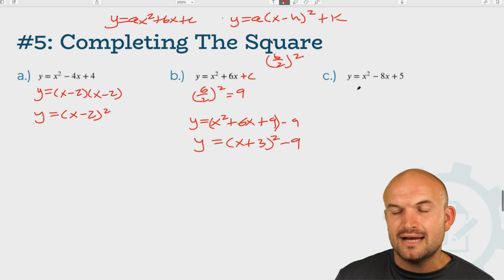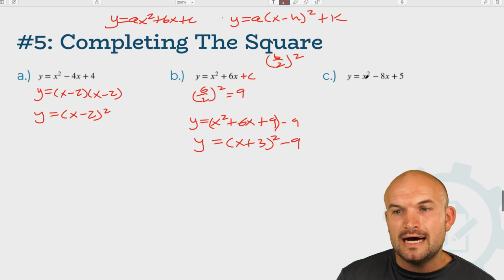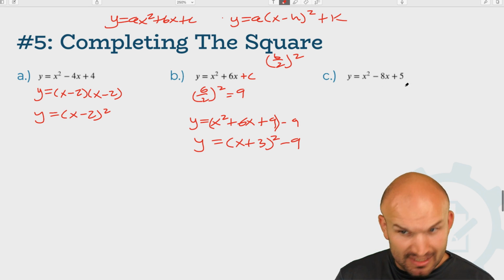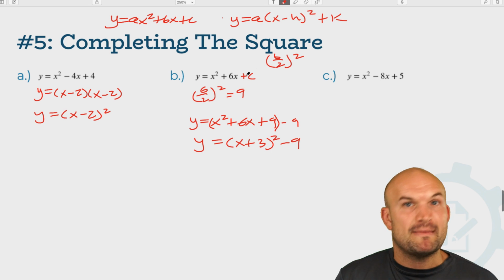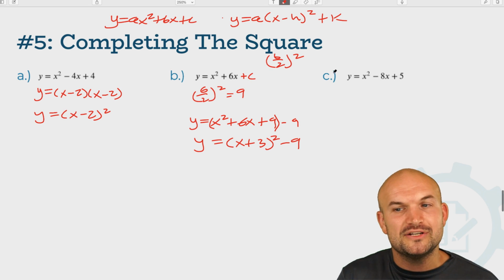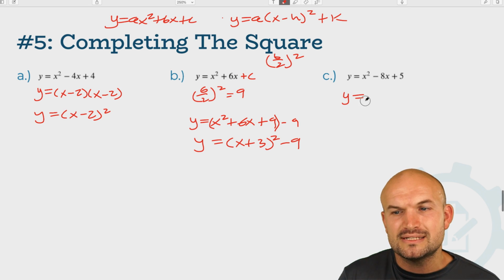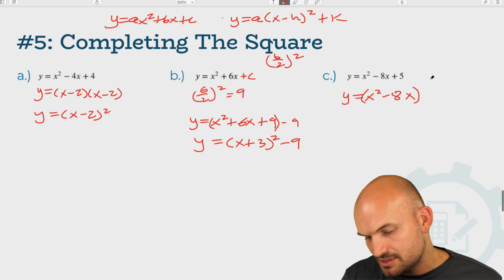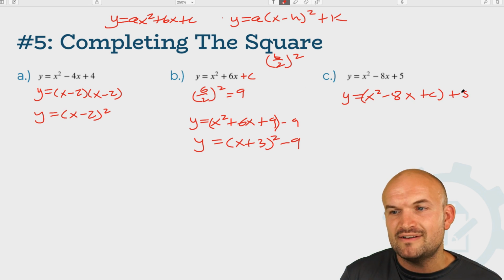All right, guys. In the last example here, I have y equals x squared minus 8x plus 5. Same kind of thing here. This is not a perfect square trinomial, and I already have a number here. Before, I had to make up the number, but here I already have a 5. So in this case I'm just going to forget that the 5 is even there. I'll look at these first two terms, put the c there, and then put the 5 on the outside.